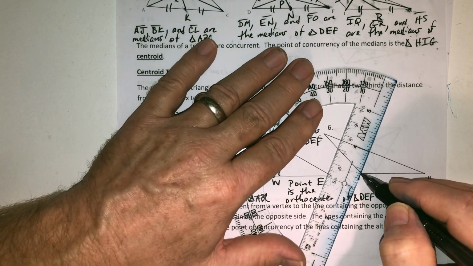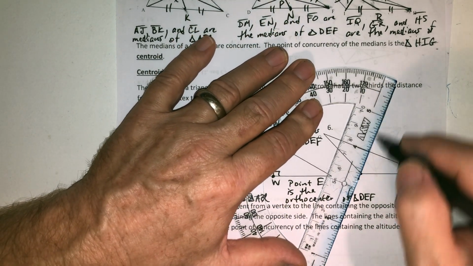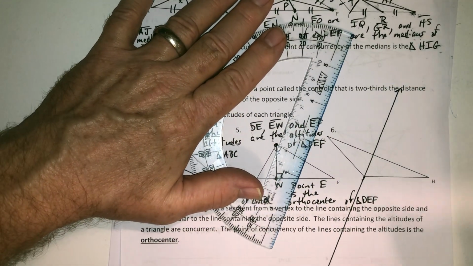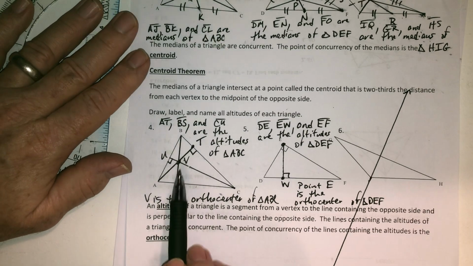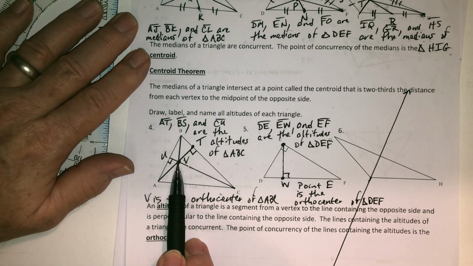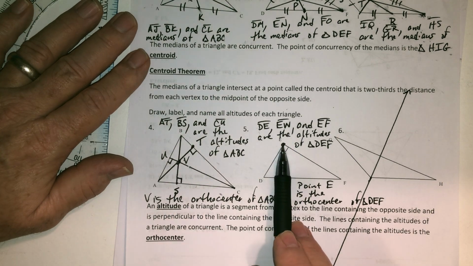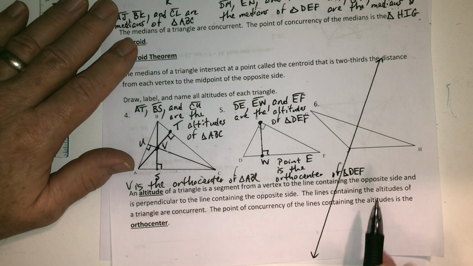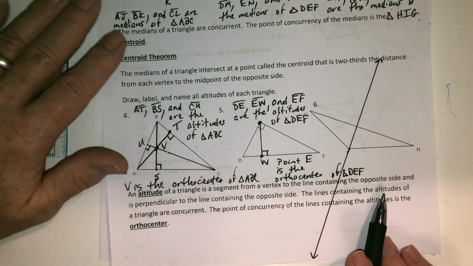Now, I'm going to draw that line all the way as far as I can, because something special happens on an obtuse triangle. Notice that the orthocenter was inside on the acute triangle. It was actually on the triangle for the right triangle. Well, it's going to be outside of the triangle on any obtuse triangle, by the way.